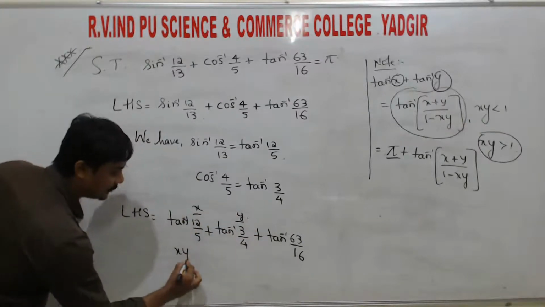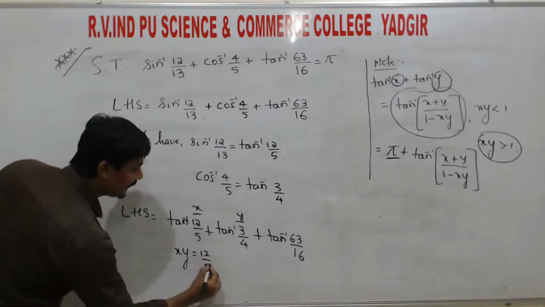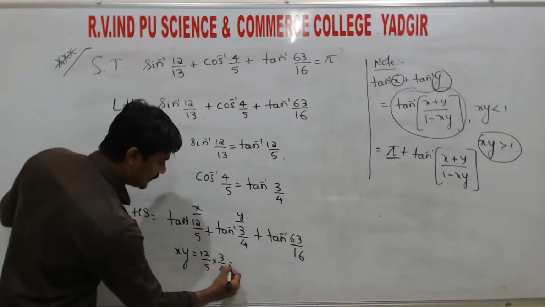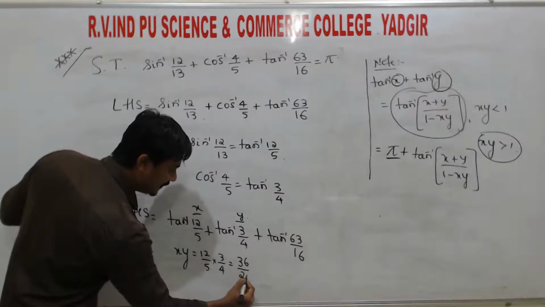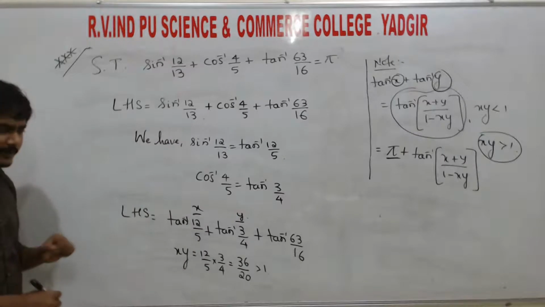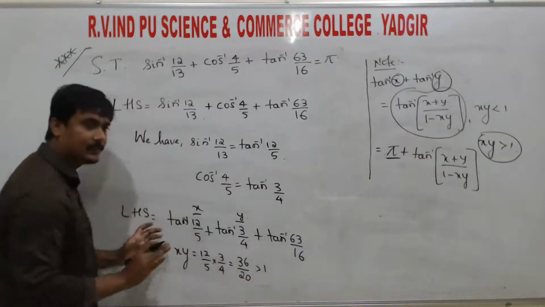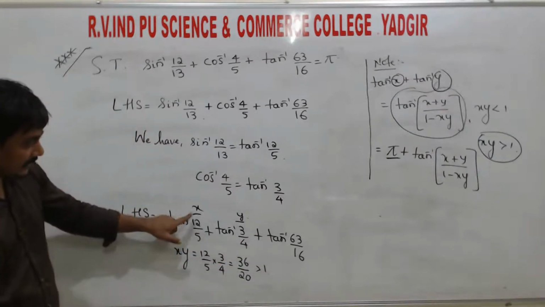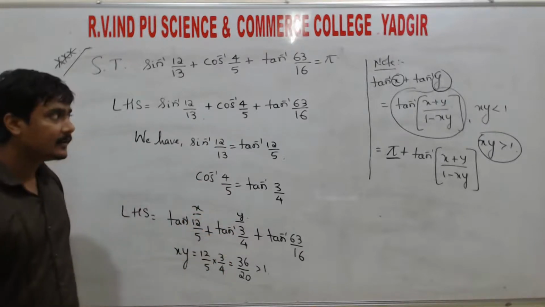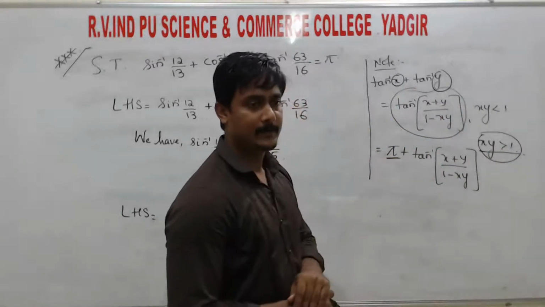Look here, this is our x, this is our y. I will take x into y, right? What will be x into y? 12 by 5 into 3 by 4. This is 36 divided by 20. 36 divided by 20 is greater than 1. In the examination, you need not mention it. For your understanding, I am writing this step here, dear students. Here I observe that x into y, that is 12 by 5 into 3 by 4, is greater than 1. If x into y is greater than 1, we need to use this formula, right?